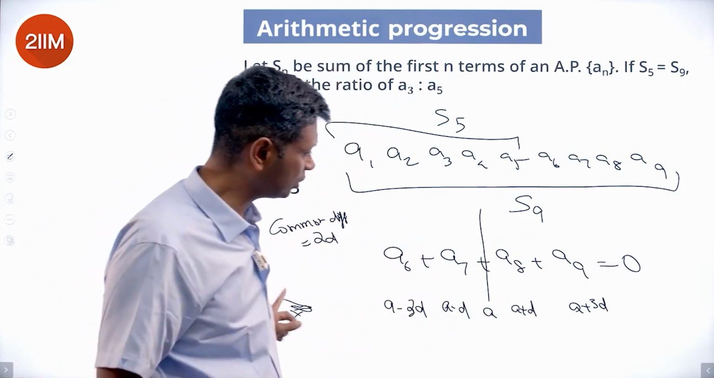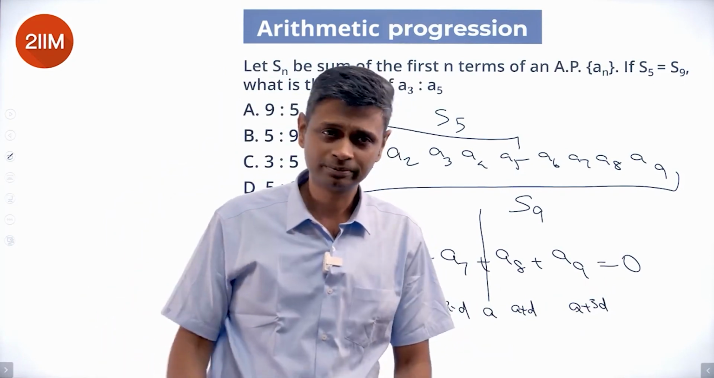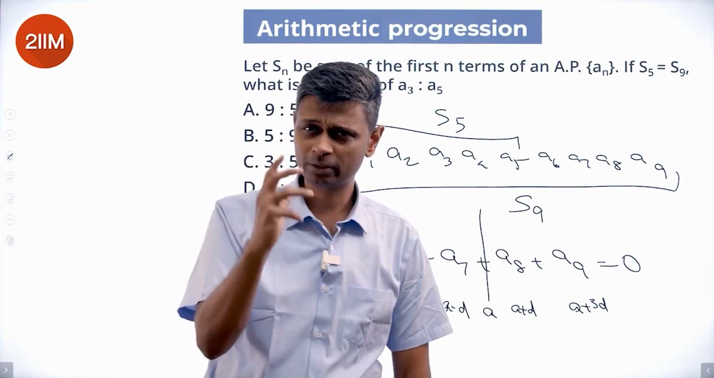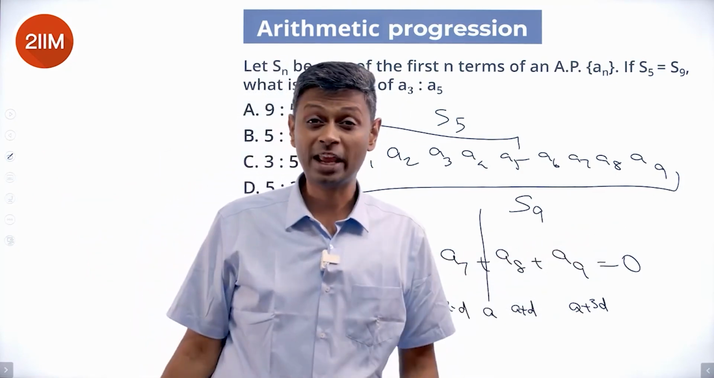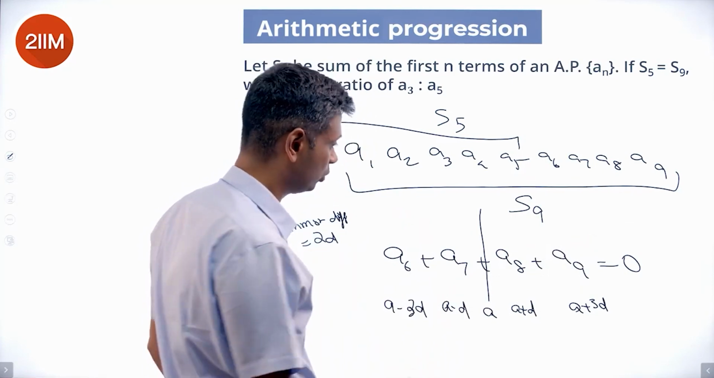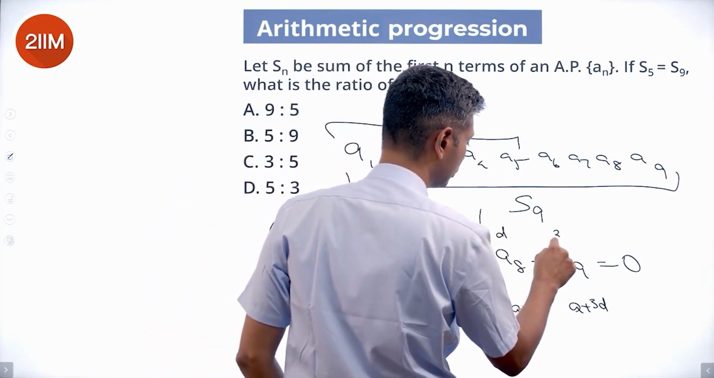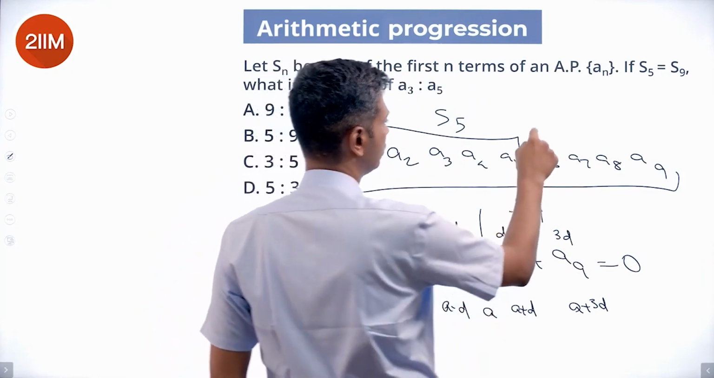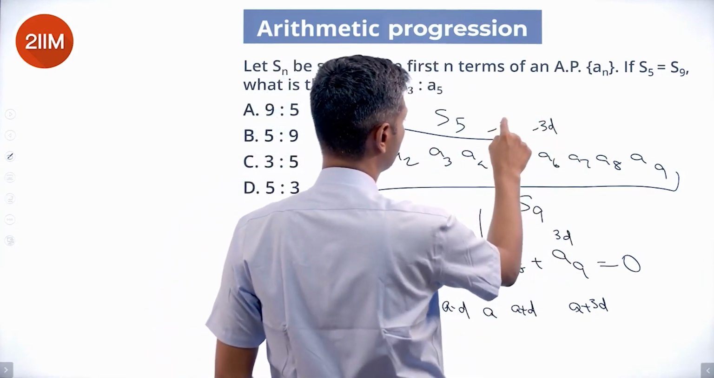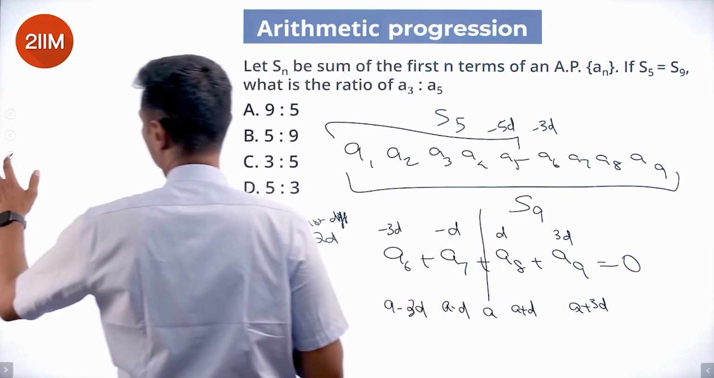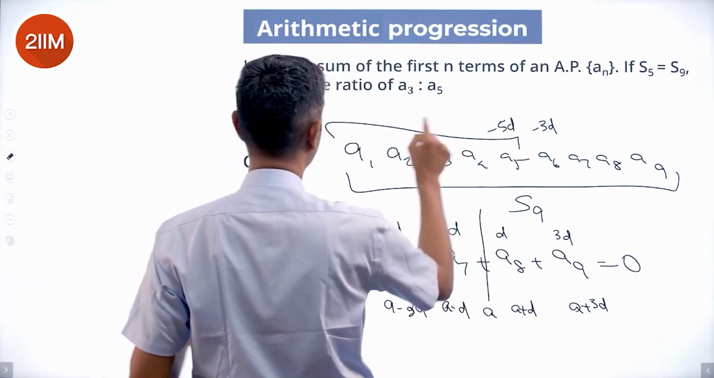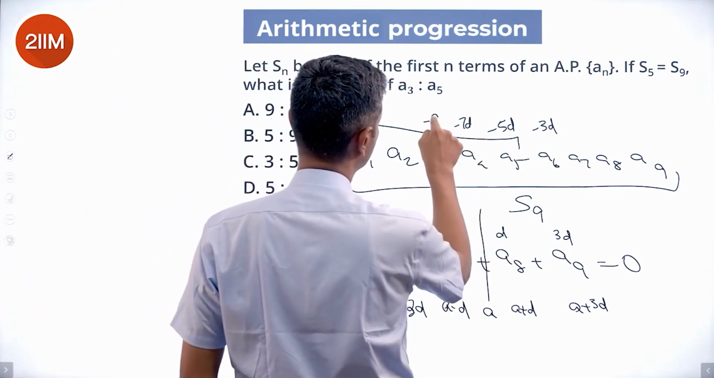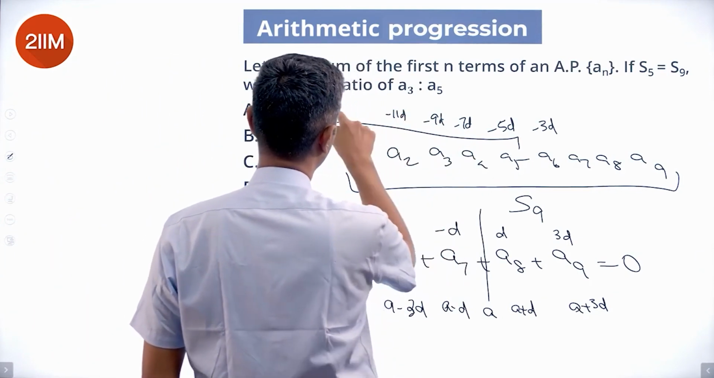Now I know if I add all of this, I'll get 4A. Minus 3D plus 3D minus D plus D will all disappear. I love defining around middle term. I know 4A is 0 or A is 0. I'm through, because now I know my terms are D, 3D, minus D, minus 3D. This is minus 3D. What will be this term? Minus 5D. I'm going to remove this S5 from here in order not to have confusion. This will be minus 7D, minus 9D, minus 11D, minus 13D.